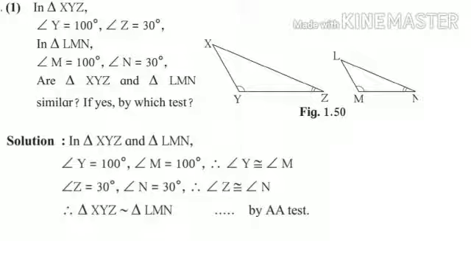Now observe the two triangles, angle Y is 100 degrees in XYZ and angle M is 100 degrees in LMN. So therefore angle Y is congruent to angle M. Angle Z is 30 degrees in triangle XYZ and angle N is 30 degrees in triangle LMN. So therefore angle Z is congruent to angle N. So therefore triangle XYZ is similar to triangle LMN by the test of similarity, that means the angle test.